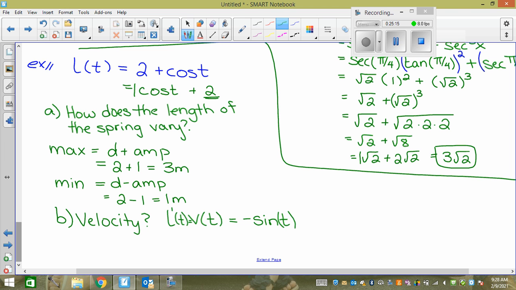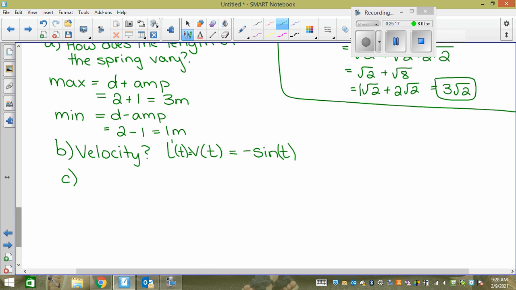Part C, let's see if you remember. C says, at what time is the speed of the object at a maximum? What does a maximum tell me? Yes, it tells me the slope, the tangent, which is the first derivative, right? Which is v of t in this case, is equal to 0. So what do they want me to do? Set v of t equal to 0 and solve, right?